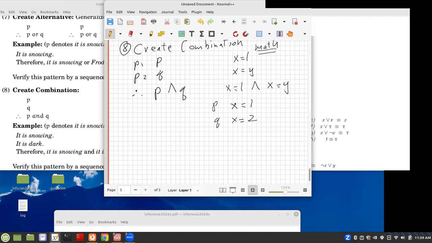We know that if we choose the number 1 for x, this is true. If we choose the number 2 for x, this is true. Well, the point is, if we knew these were both true, we can conclude that x equals 1 and x equals 2. But this is false. So this is an example where this is a valid argument.